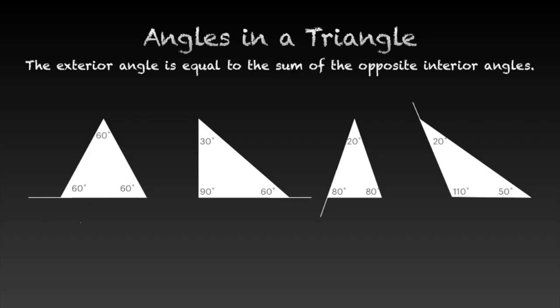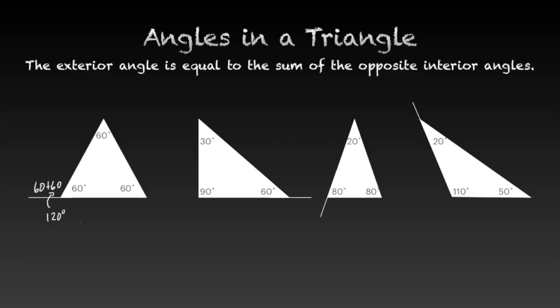That means that's going to be 60 plus 60. So that angle needs to be 120. Keep in mind that we can actually say that these two angles are supplementary. So you know that 120 and 60 gives you 180.